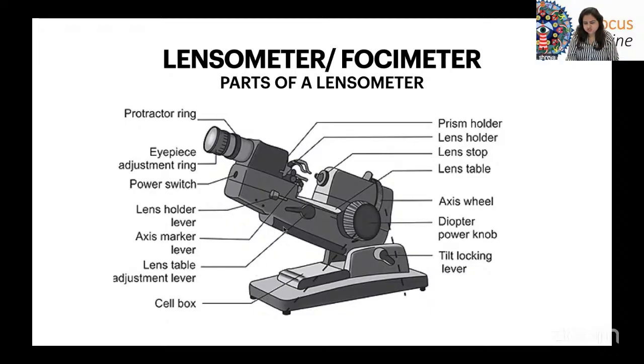The lens stable adjustment lever is here. We have to take care of the power drum. When we rotate it, that's how we know the power of the lens. And this is the axis wheel, which is basically to focus the exact cylinder of the lens.